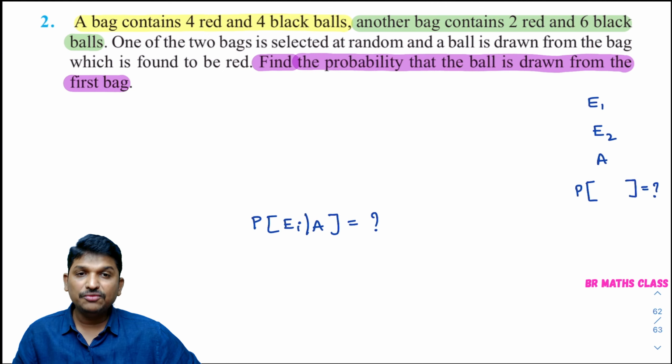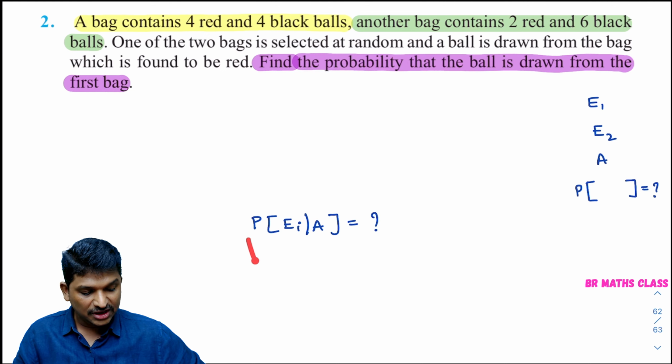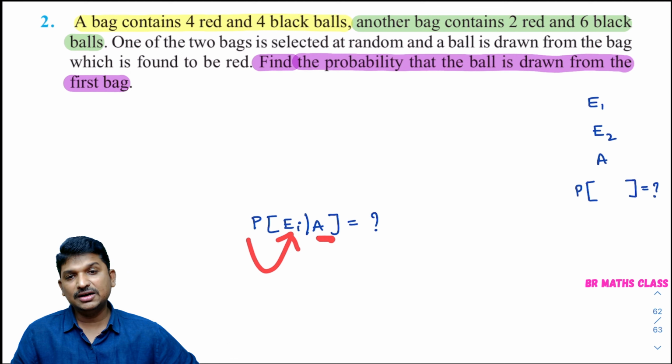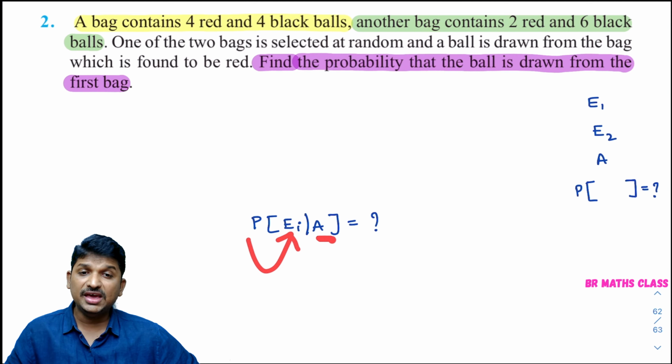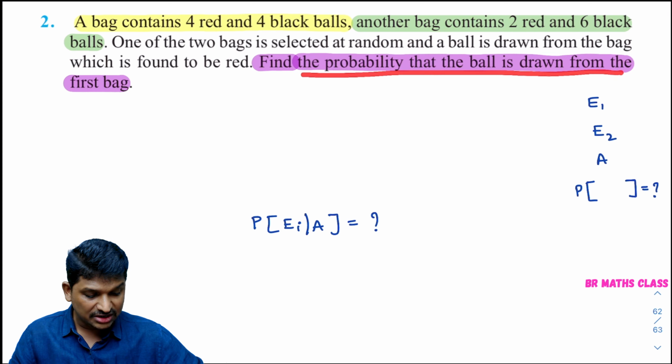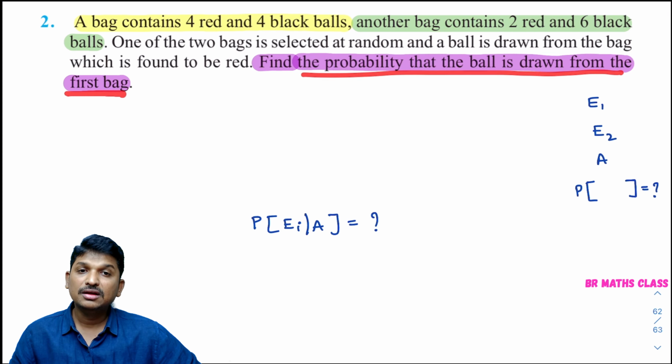This is the formula we have from Bayes theorem. Probability of Ei by A means probability of happening of Ei given that A has already occurred. So here what they are asking: find the probability that the ball is drawn from first bag.